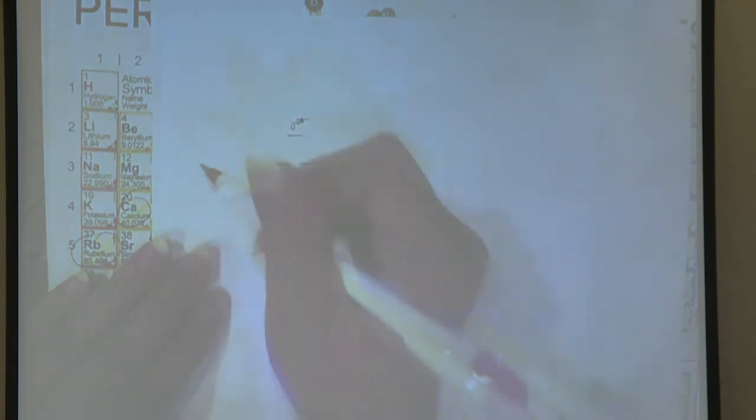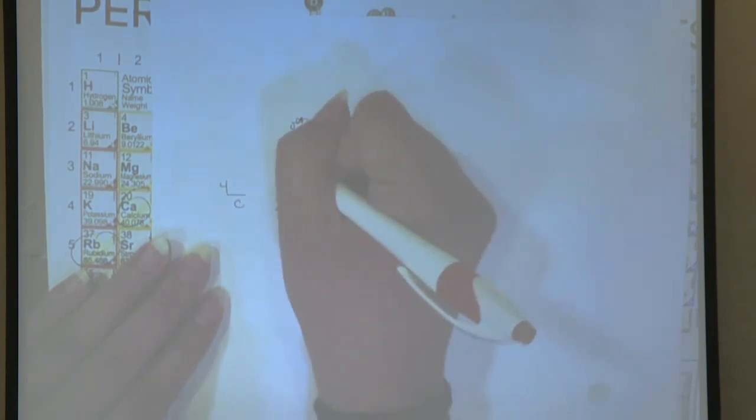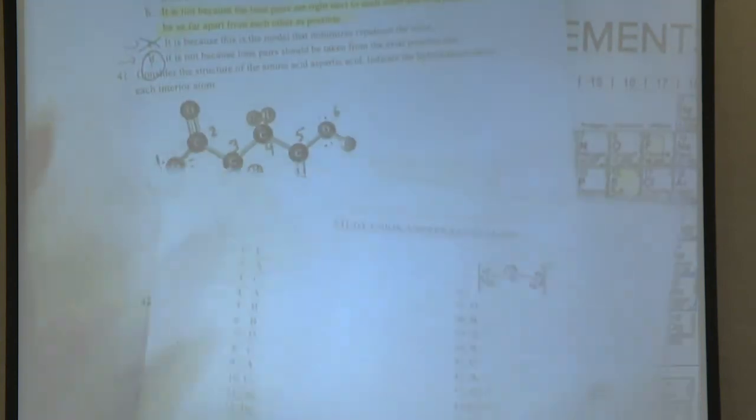Right. Carbon has 4 and oxygen has 6. So we're going to start from here. We're going to go 1, 2, 3, 4, 5, 6, 7, 8, 9, 10, right? So carbon dioxide is diamagnetic, as we can see, right? Because none of these are unpaired, right?